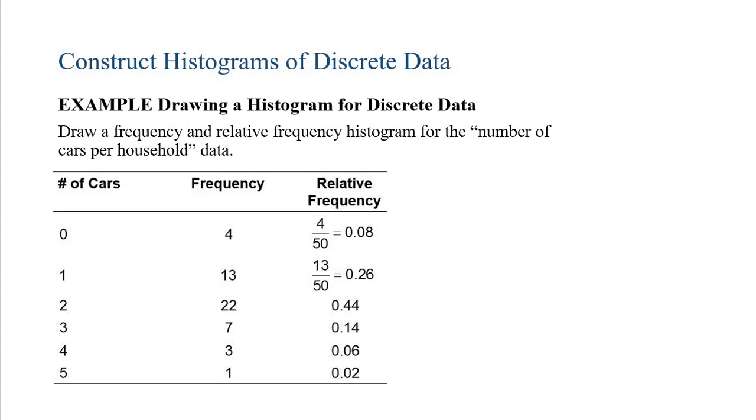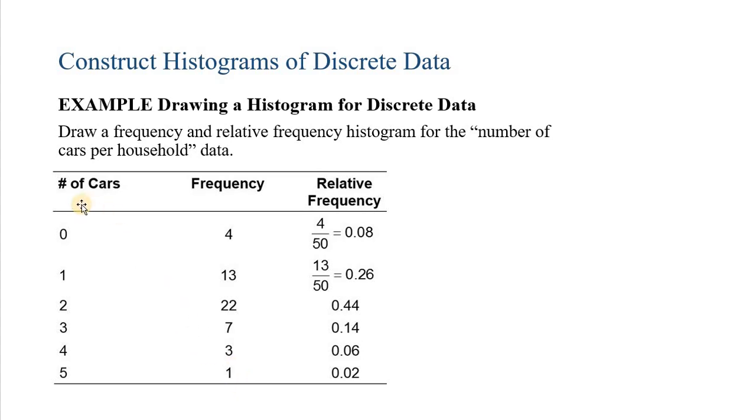If we want to create the frequency histogram, we're going to use the first and second column. Let me just repeat that one more time because I think I messed it up. If we want to draw a frequency histogram, then we're going to use the first and second column. The first column is the classes or the bins of the histogram, and the second column is going to be the height of each of these columns.